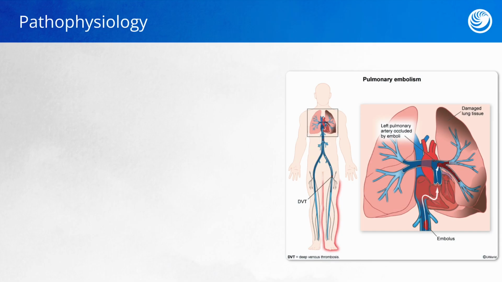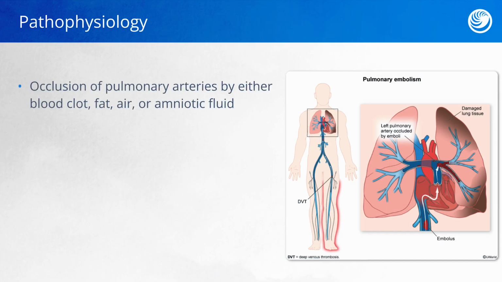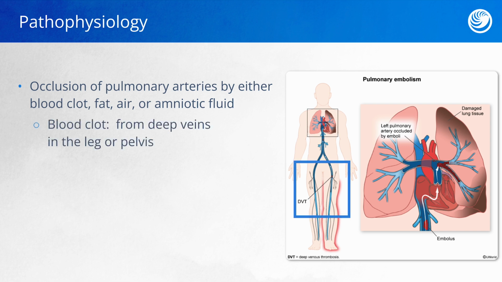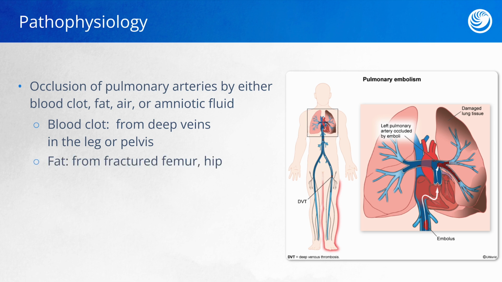Pulmonary embolism is the occlusion of the pulmonary arteries by either a blood clot, fat, air, or amniotic fluid. Blood clots typically originate from the deep veins within the leg or pelvis and travel up to the lungs. Fat emboli can come from bone fractures, especially long bones like the femur. They can also come from hip fractures.